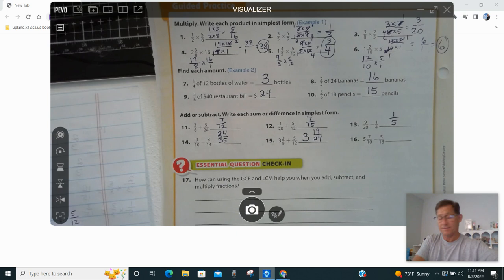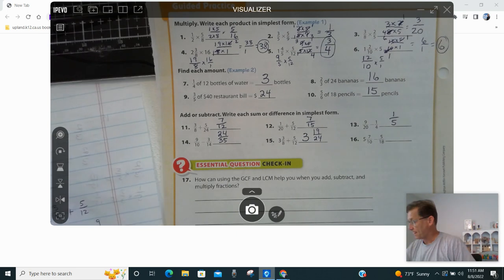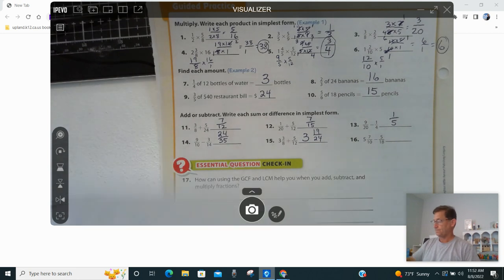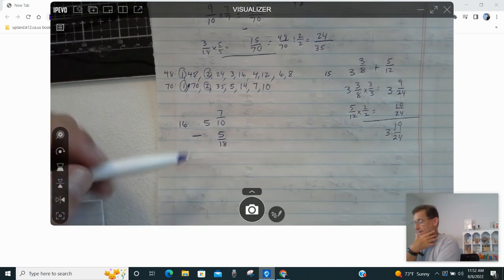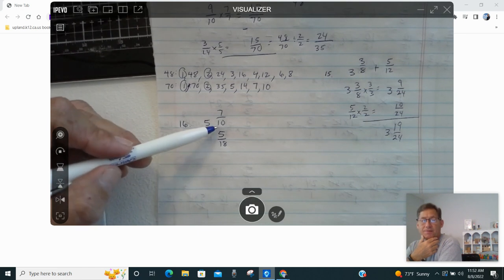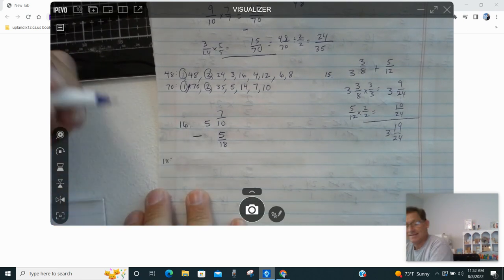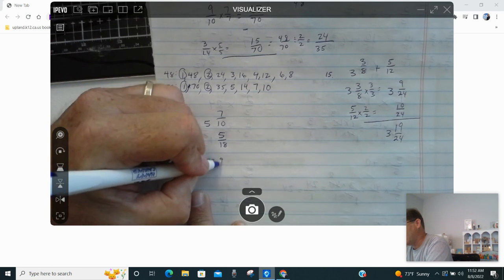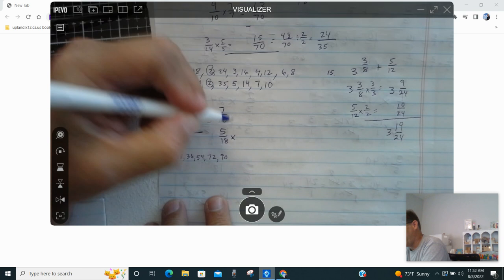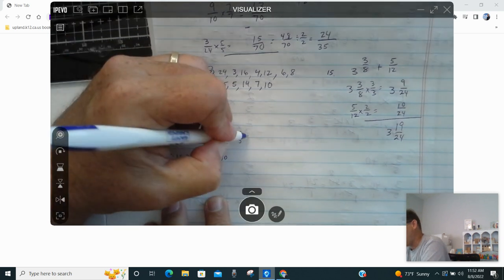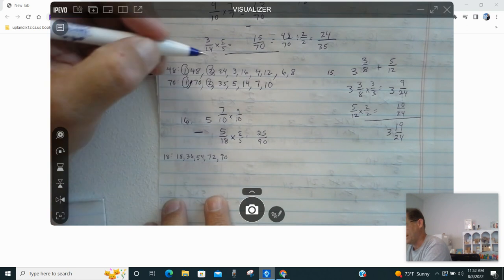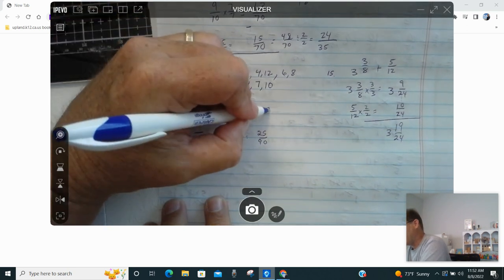Okay, number 15, it's number 16, I mean. 5 and 7/10 minus 5/18. Okay, I know that the common denominator must end in a 0. So what are multiples of 18 that end in 0? 18, 36, 54, 72, 90. All right, so I'm going to multiply 5/18 by 5/5, and I get 25/90. I'm going to multiply 7/10 by 9/9, and I get 63/90.